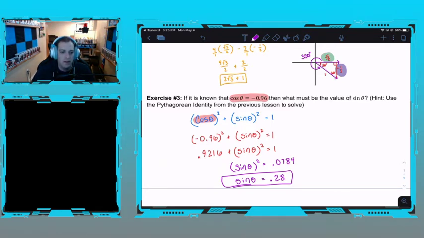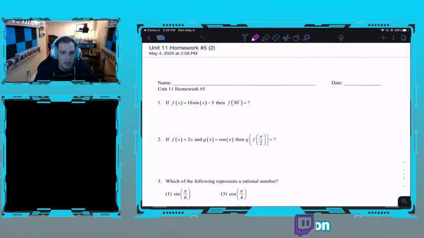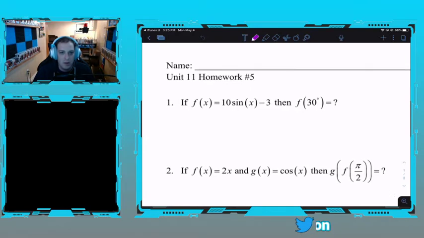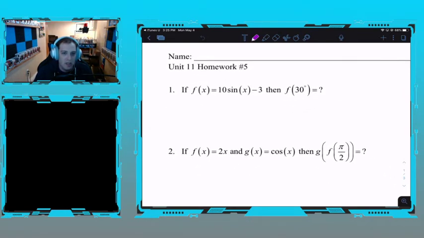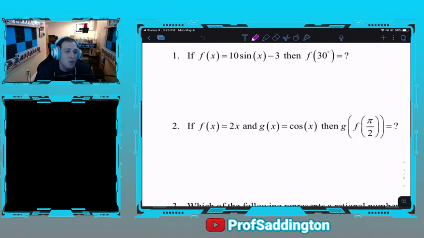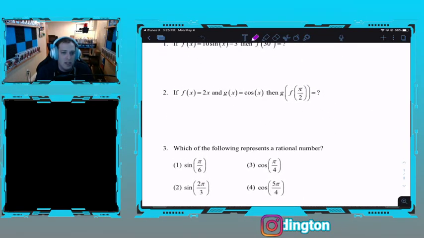Okay? So that is all I have for you guys today. That can give you a little bit of a jump start on that homework. There is homework number 5. You'll see that the first problem is working with 30 degrees. It's plugging it in just like we did. The second one is doing it in radians, and even the third one is doing it in radians.